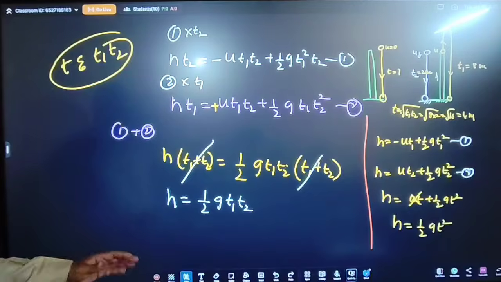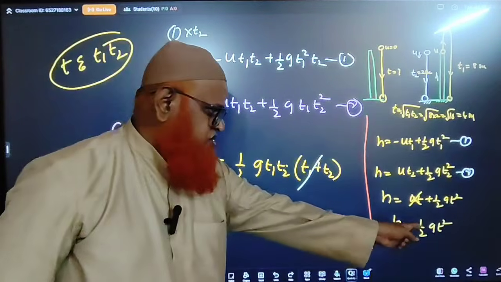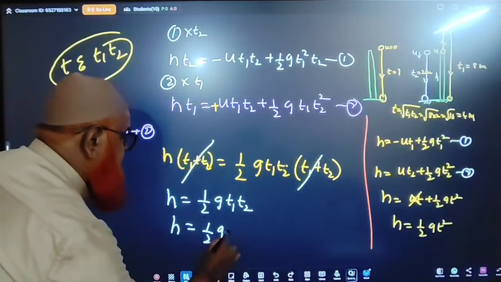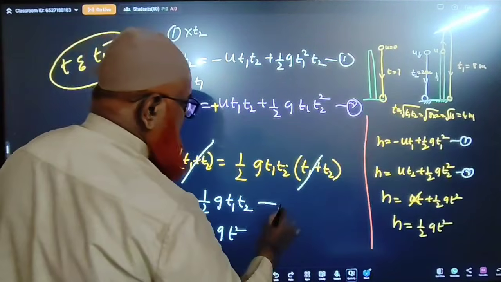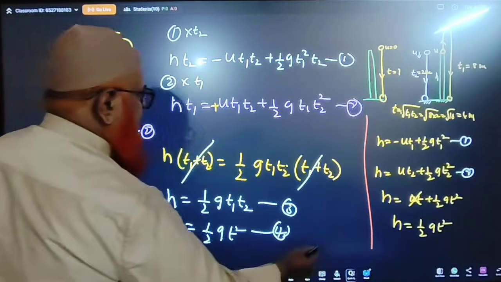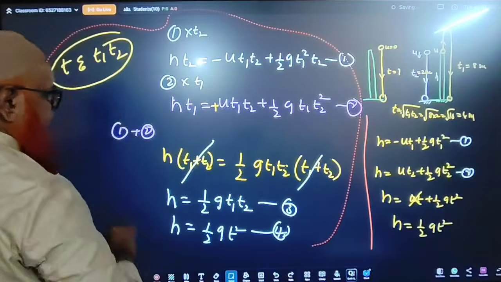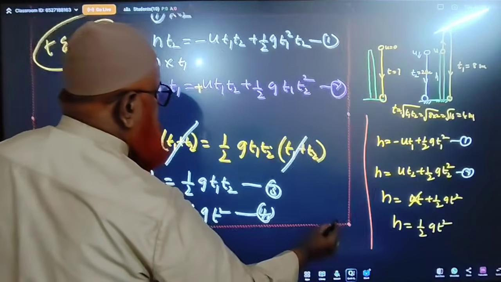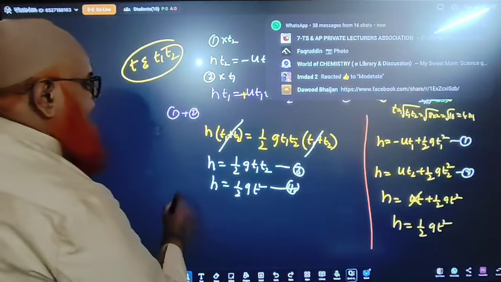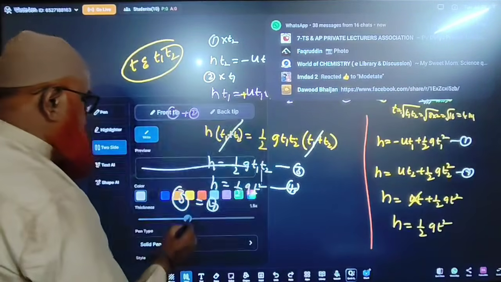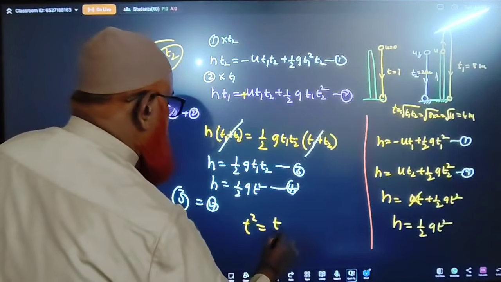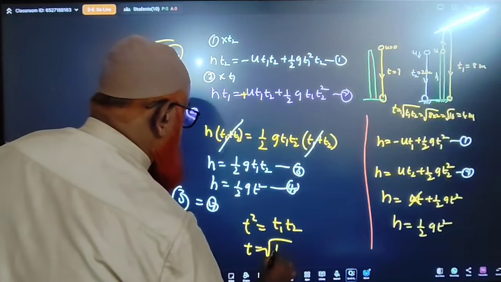But already there is one equation, h is equal to half g t square. Let this be equation number 3 and this equation number 4. If you compare these equations, what are you going to get? As 3 is equal to 4, everything is the same, so t square is equal to t1 t2. t is equal to under root of t1 t2.